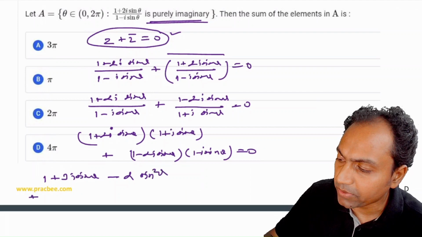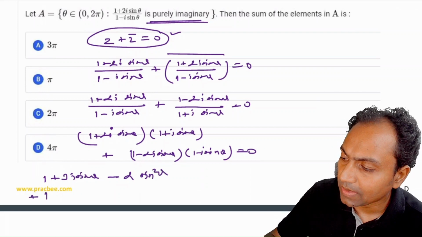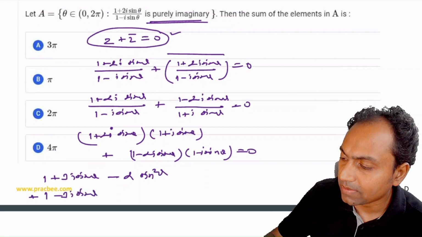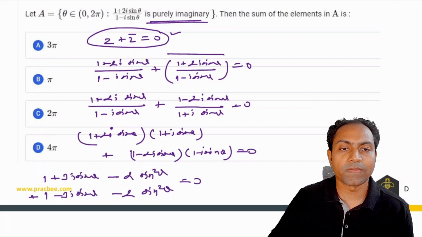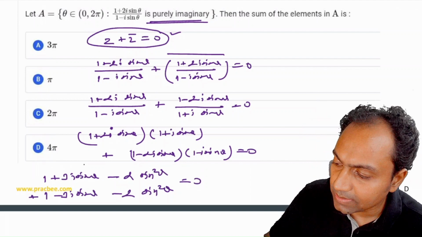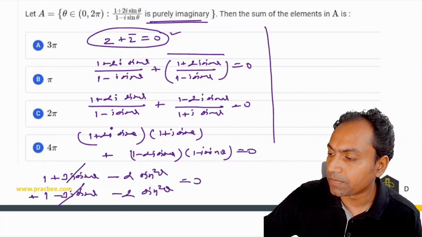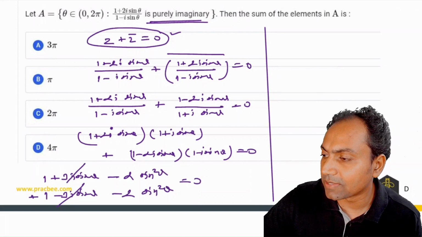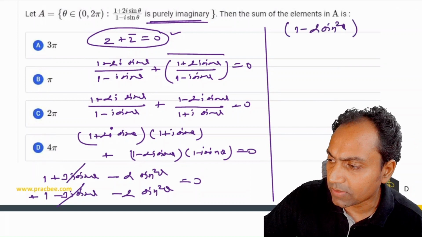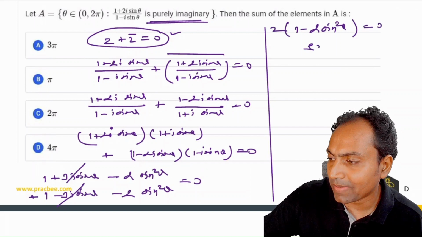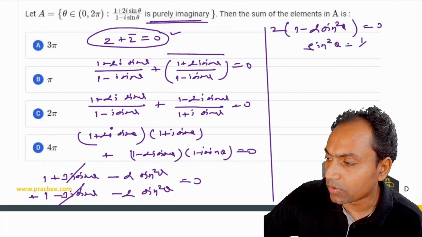And from the second part, if I do it, what I get is 1 minus 3i sine theta minus 2 sine square theta equal to 0. So if I'm simplifying both of these, this 3i sine theta will get cancelled out. And what we are getting ultimately is this expression, 1 minus 2 sine square theta, 2 times of this would be equal to 0. Or my sine square theta comes out to be equal to 1 by 2.